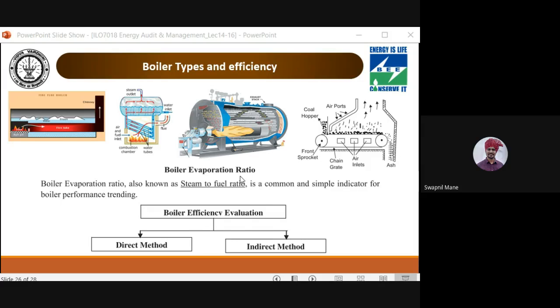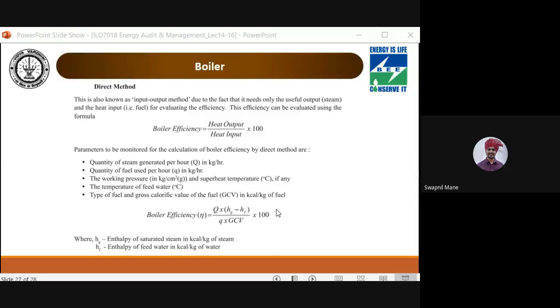So as mechanical, civil and instrumentation engineers, we will not go deep into the indirect method of boiler efficiency evaluation, but we will go for the direct method evaluation. One such example you can solve on your own, but in general the direct method is also called the input-output method, as it only requires input fuel and output steam. That's it. So boiler efficiency is nothing but heat output upon heat input.